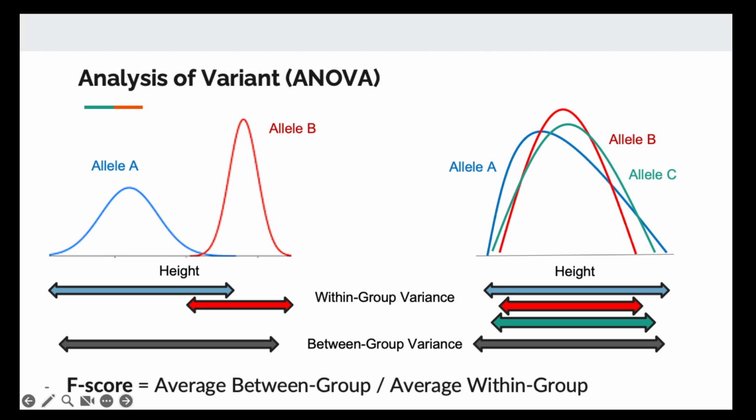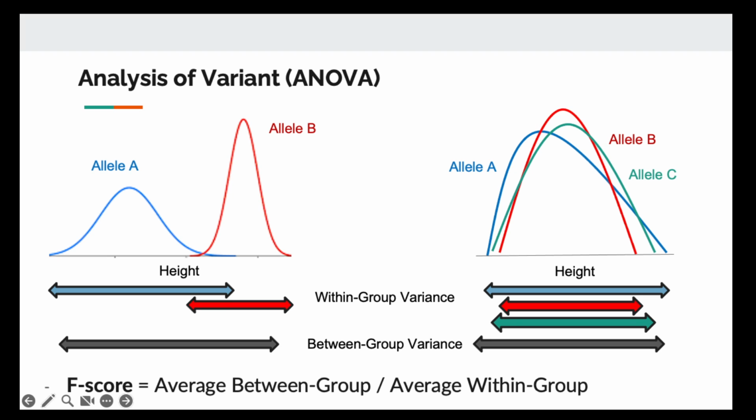So if we measure the variance of the height within animals with allele A, we'll get the blue arrow. This is the variance of the animals with allele A. If we measure the variance of the height of animals with allele B, it will be the red arrow. If we combine the animals together and we don't care about their genotype, and we calculate the variance, it will be the gray arrow. It's broader.